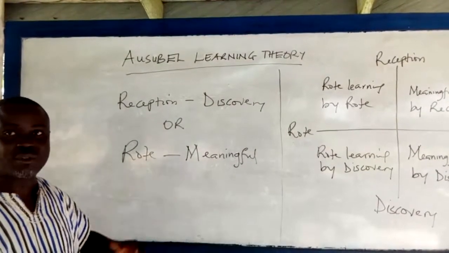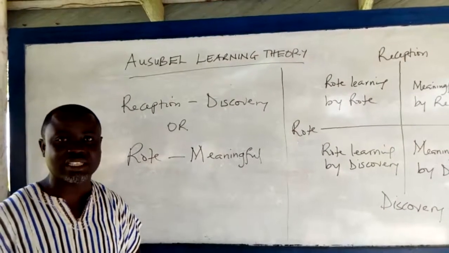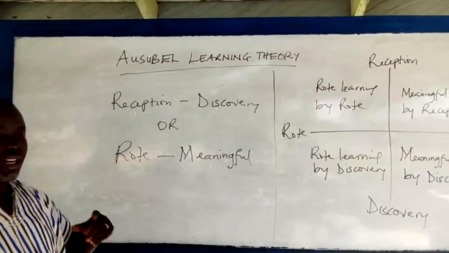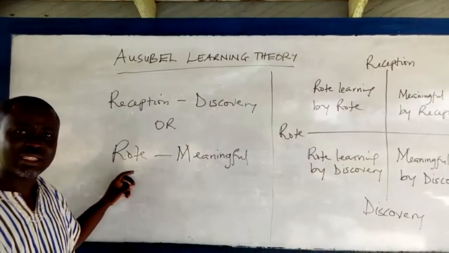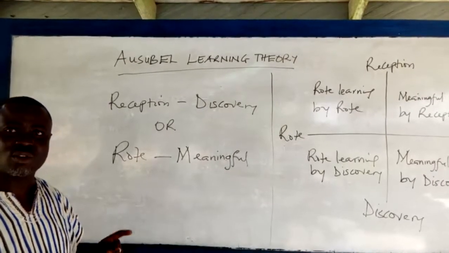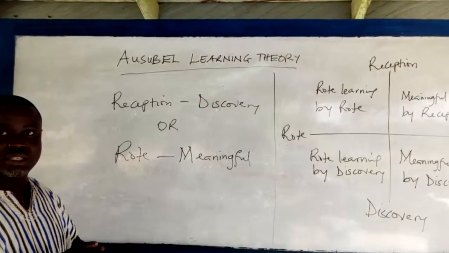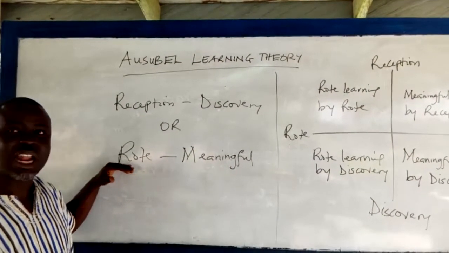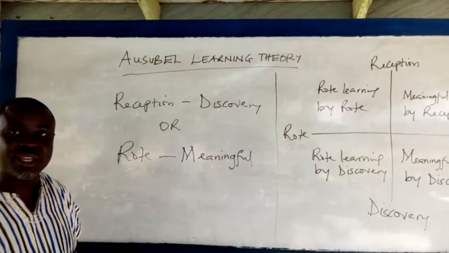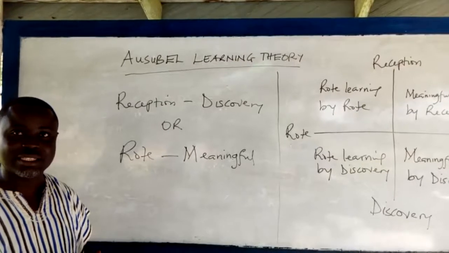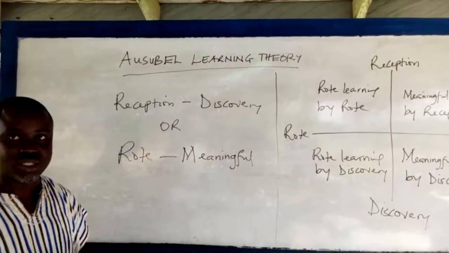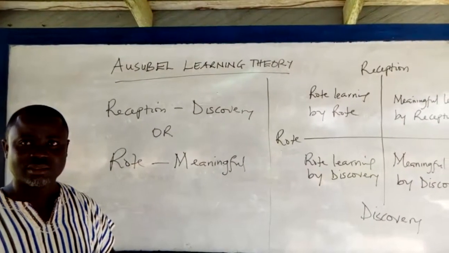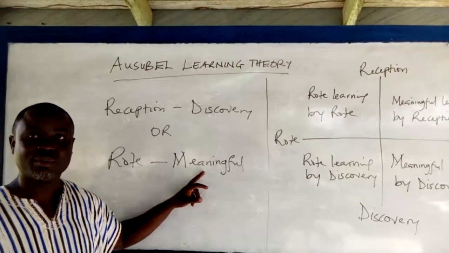Now, the second aspect of Ausubel's theory has to do with the cognitive processes that take place when information gets to the learner. That's the mental processes. If the learner is unable to link it to any known information already in his cognitive structure, or it is new to the learner, then that information is rote. It doesn't have meaning to him, so the learner will take the information as rote. Now, if the learner is able to link it to existing information, then the information becomes meaningful.